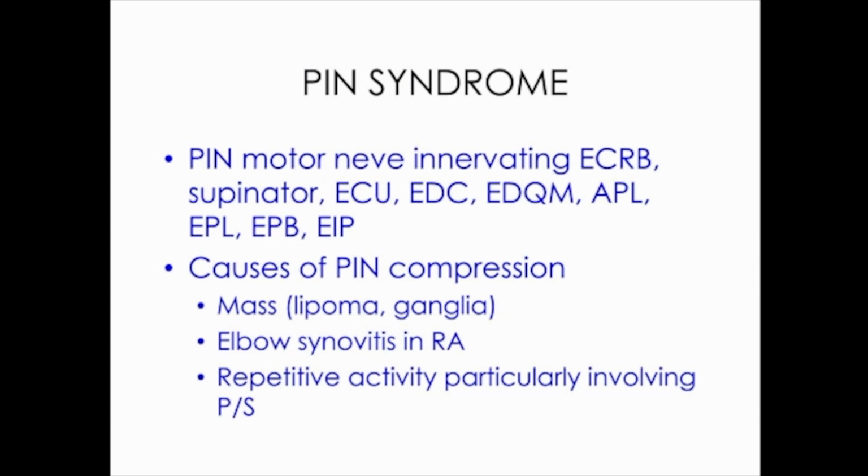Posterior interosseous nerve syndrome is compression of the PIN, which innervates the ECRB, the supinator, ECU, EDC, EDQ, APL, EPL, EPB, and EIP. And generally, the causes of PIN compression can be a mass, either a lipoma or a ganglion. You can have elbow synovitis and rheumatoid arthritis, which puts pressure on the nerve, or repetitive activity, particularly involving pronation and supination.